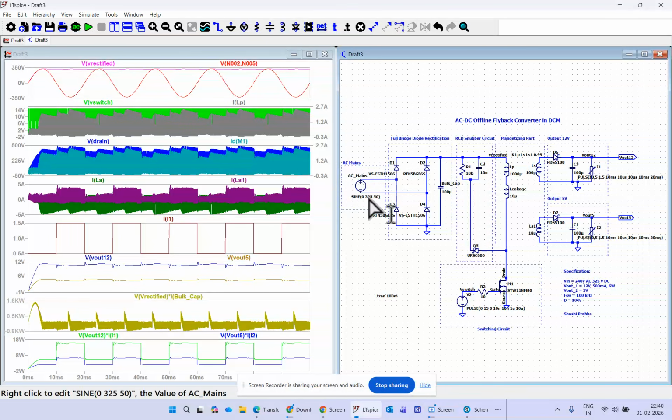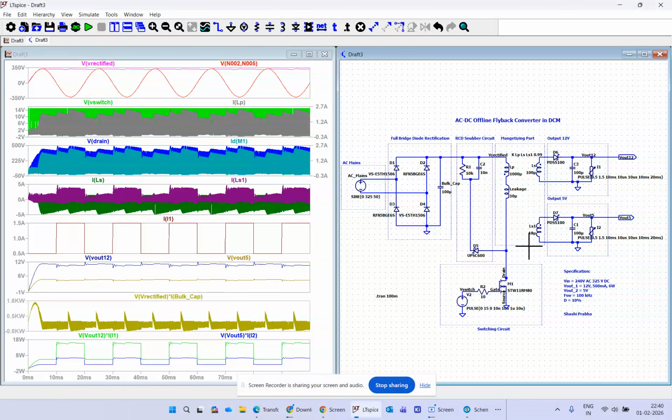So we have applied AC voltage, which is going peak to peak, 325 to minus 325, and after rectification, we are getting a rectified voltage because of this bulk capacitor. It is a smooth rectified voltage of 325 volt, and this rectified voltage is applied across this transformer, and we are getting voltage across secondary and primary. The output voltage we can see here is 11.2 for the 12 volt output, and for the 5 volt output it's 4.5.